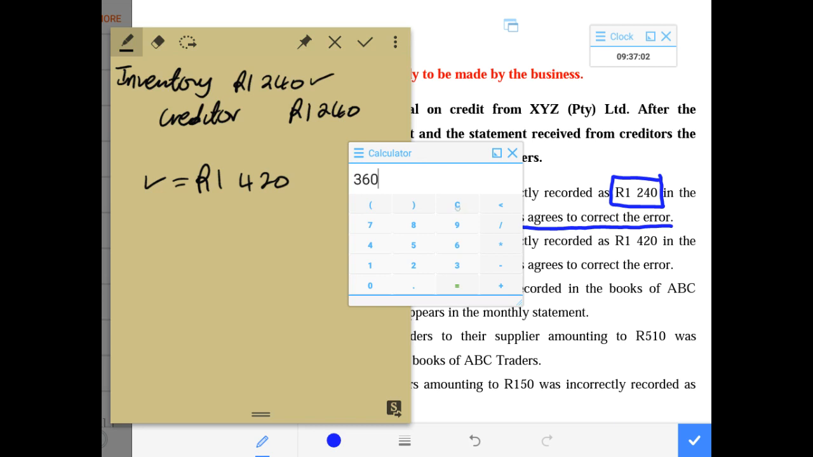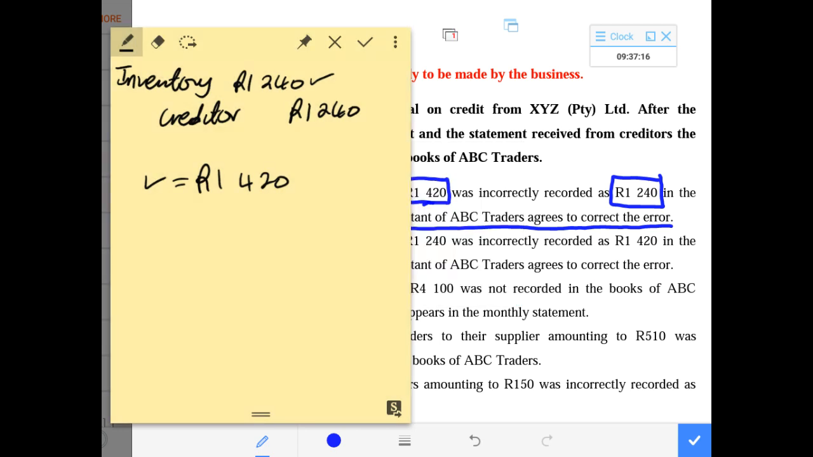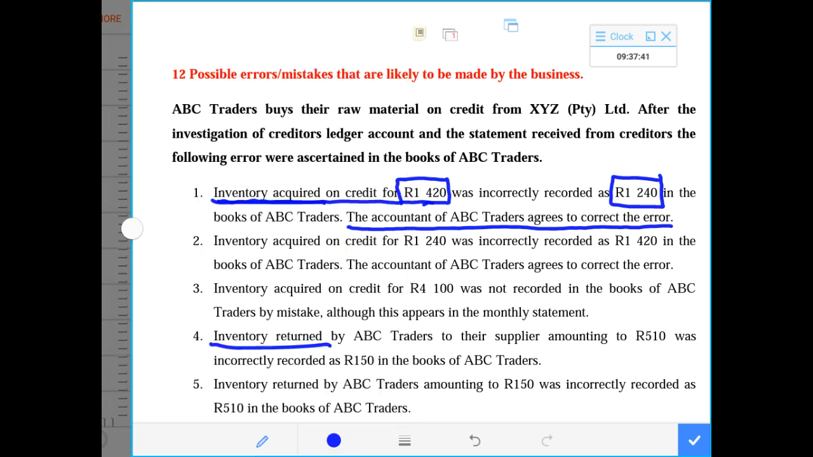The minute what is recorded is underestimated, the difference will have to be increasing our elements. 1,420 minus 1,240 gives us 180 rands. So that means we have to increase our inventory by 180 because our inventory was underestimated. We also have to increase our creditor by 180. So now the correcting entry will be to record 180 on the same side it was initially recorded, because that is how the entries looked when they were recorded.